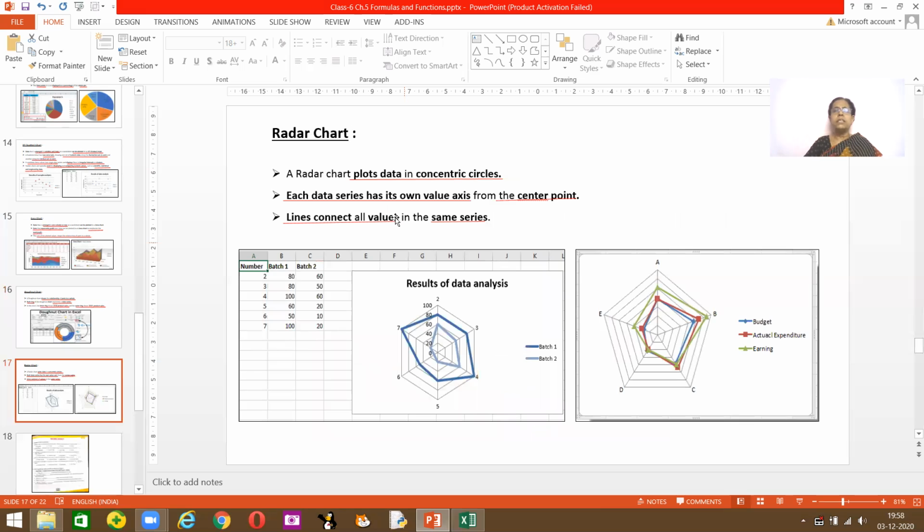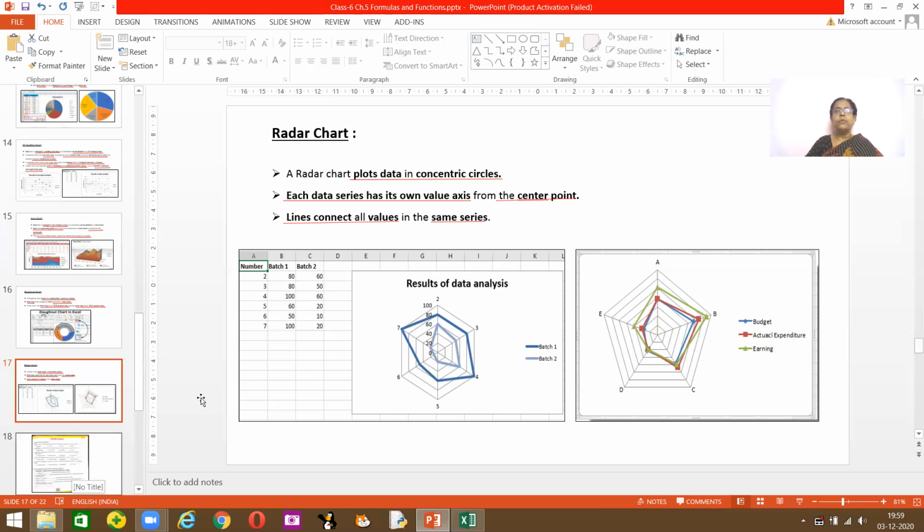The radar chart plots data in concentric circles. Can you see? They are going in concentric circles, and each data series has its own value axis. Now we don't have the X and Y axis like that. It has its own value axis, and that comes from the center to the outer parts. So it starts from the center point, and the lines connect all values in the same series. This value is here and the next value comes here. They start connecting to each series like this. Clear? From the center to the outside. This is about the radar chart.